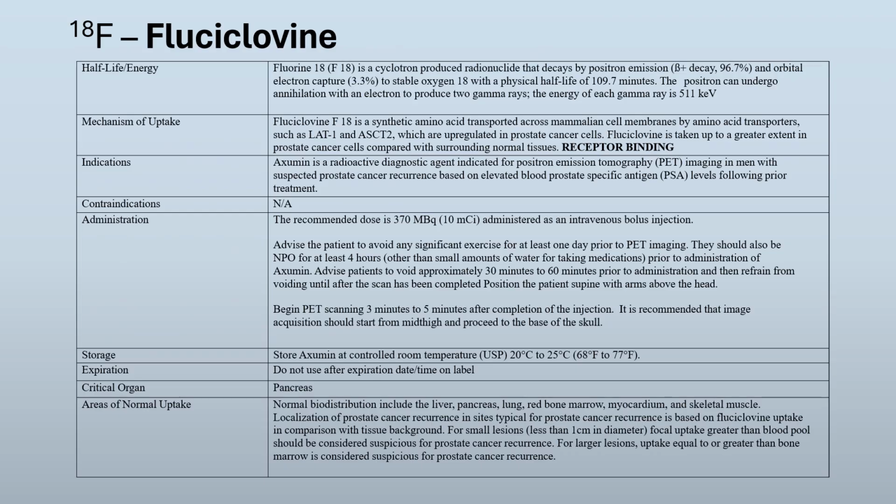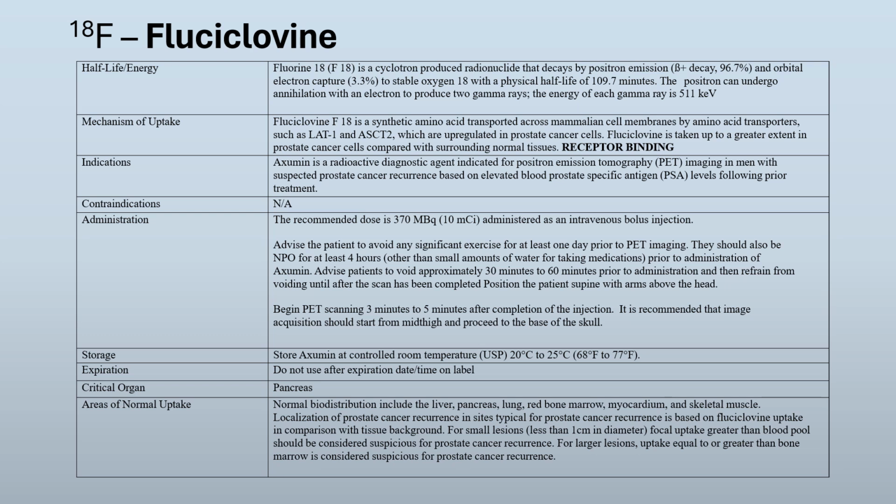This is the package insert for fluciclovine. The method of localization for this one is receptor binding. It is indicated in men with suspected prostate cancer recurrence when they have elevated PSA levels in their blood following prior treatment for prostate cancer.